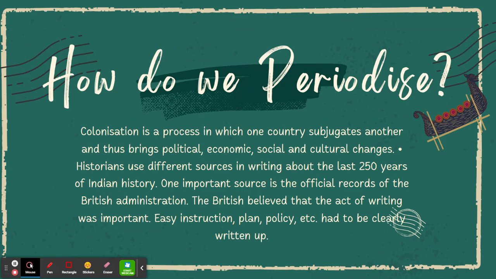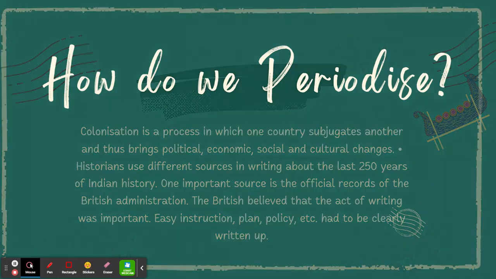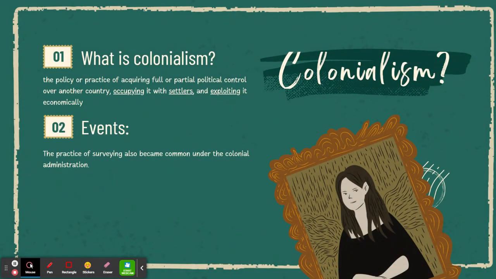Now, how do we periodize? Colonization is a process in which one country subjugates another and thus brings political, economic, social, and cultural changes. Historians use different sources in writing about the last 250 years of Indian history. One important source is the official records of British administration. The British believed that the act of writing was important. Each instruction, policy, plan had to be clearly written up, and after it was written up, it was copied again by calligraphists.